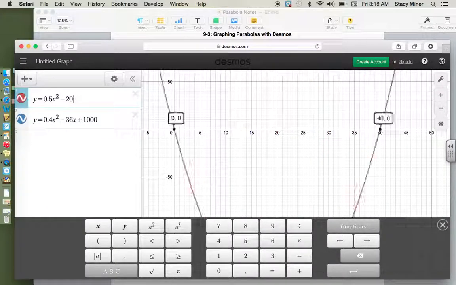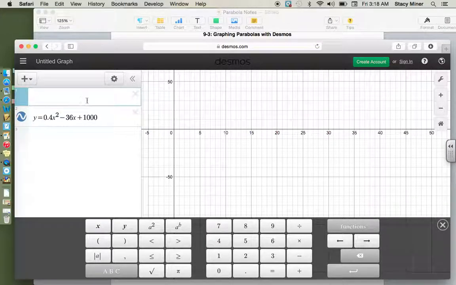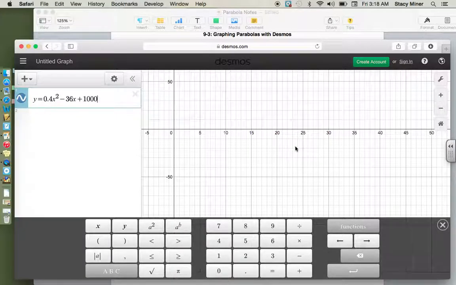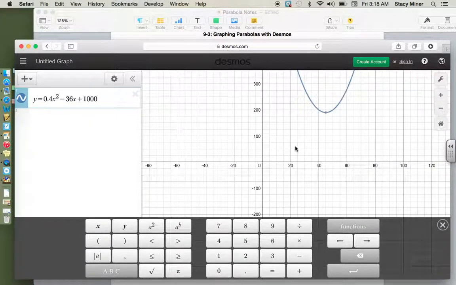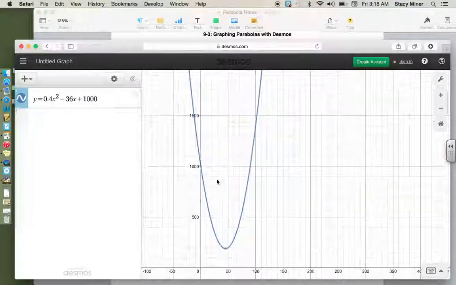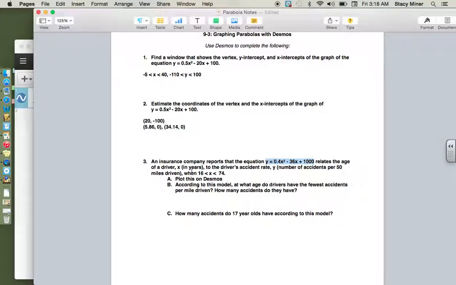Get rid of this one. Alright, so I don't see anything, so I'm going to need to zoom. Oh, there it is. To try to find all my critical points. Okay, let's go see what we're asking for. According to this model, at what age do the drivers have the fewest accidents per mile driven? Okay, so if we look back up here, the driver's accident rate is my y-axis.